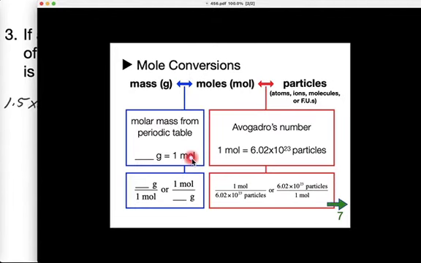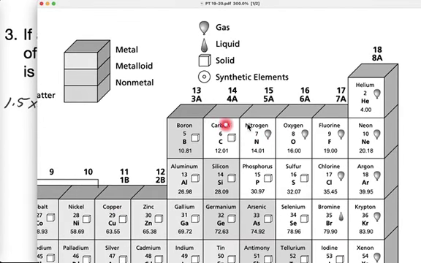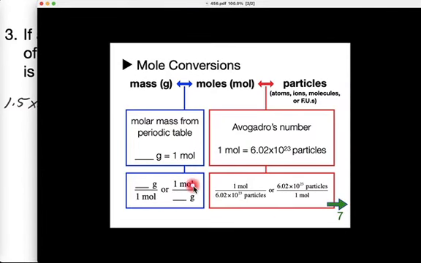We need to know the relationship between 1 mole of helium and its mass. So we need to go to the periodic table, find helium. It's over here. Helium's atomic mass is 4.00. And that moles will go in the denominator, so they cancel out, and it'd be 4.00 grams per mole. So again, all I'm doing here is using this conversion factor, 4.00 grams per mole.